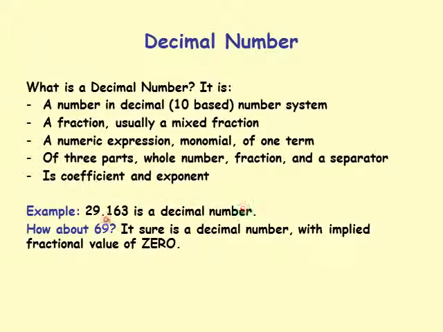29.163 is a decimal number. It has a whole part, a fractional part, and a separator, which is the decimal point. How about 69? It sure is a decimal number. It's within the base 10 system, has 6 and 9 from 0 through 9, and with the implied fractional value of 0. If the fractional value is not specified, its implied value is 0, which is a dot 0. So 29.163 is a decimal number, and so is 69 with a 0 fractional value.